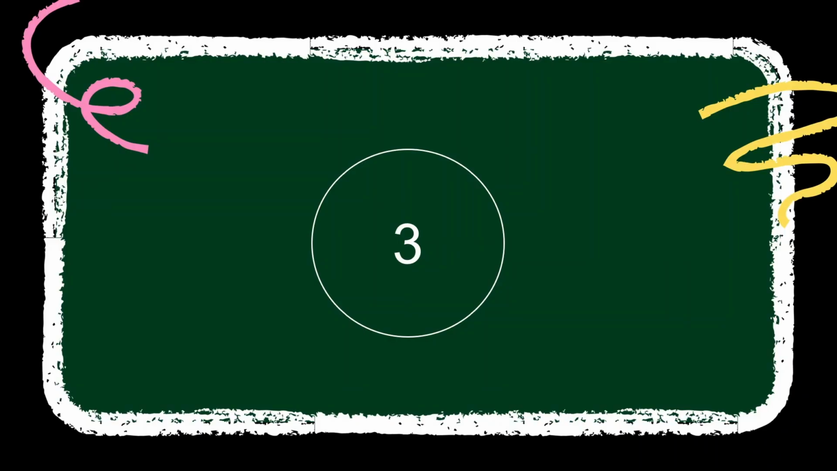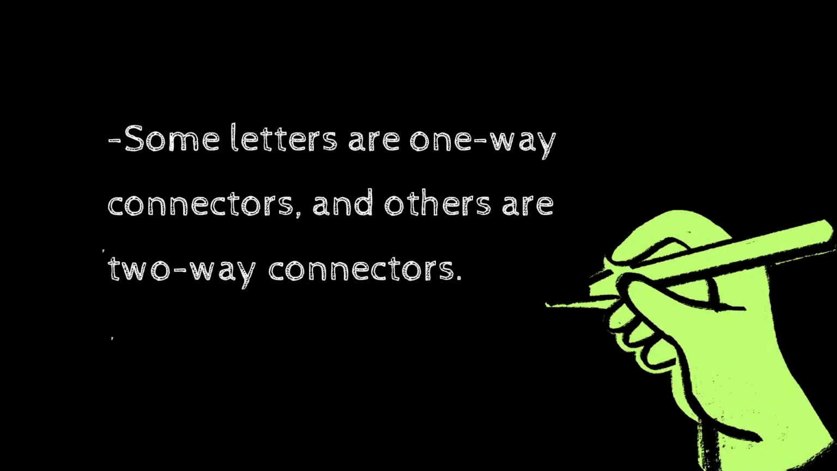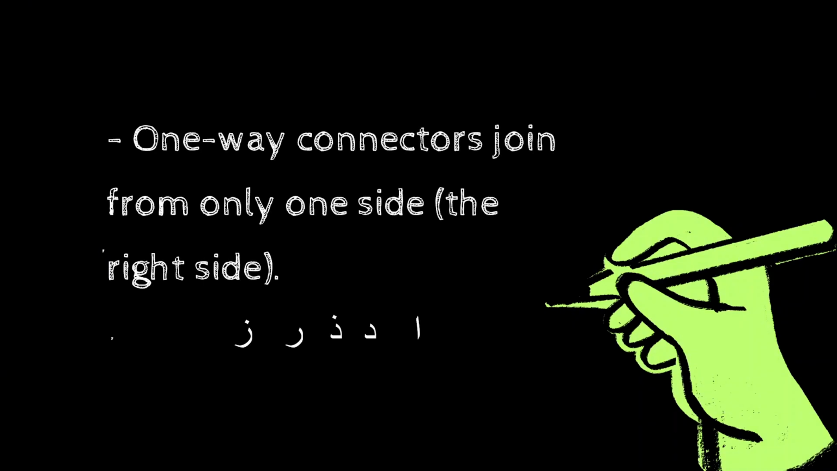The fourth concept: some letters are one-way connectors and the others are two-way connectors, which means that the one-way connectors join from one side only, which is the right side. Of course, in the upcoming videos in this series, we will talk more about this. For now, you have to know that we only have 6 letters that are one-way connectors, which means that they will connect from one side only.